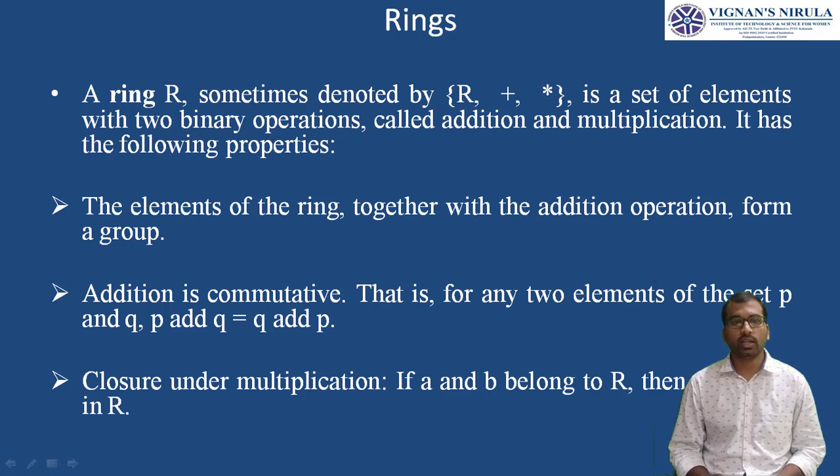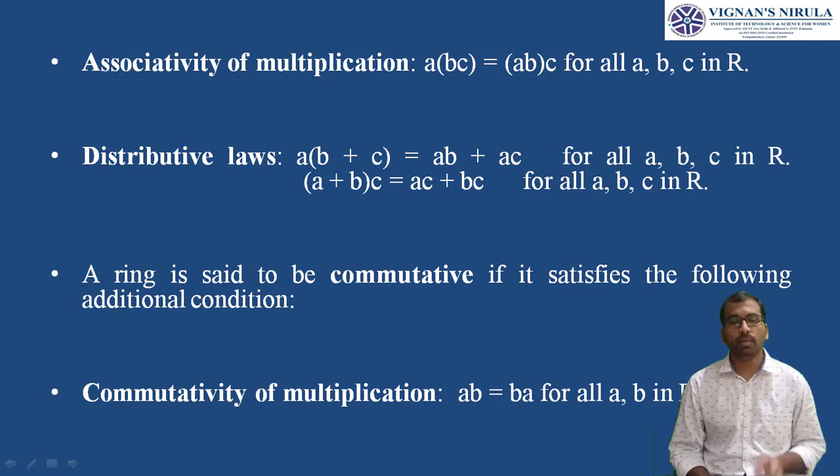The second one is addition is commutative. That is, for any two elements of the set P and Q, P add Q is equal to Q add P. The third one is the multiplication operation is associative. And the fourth one is multiplication distributes over addition. That is, for any three elements of the group A, B and C, A multiplied by (B add C) is equal to A multiply with B add A multiply with C.